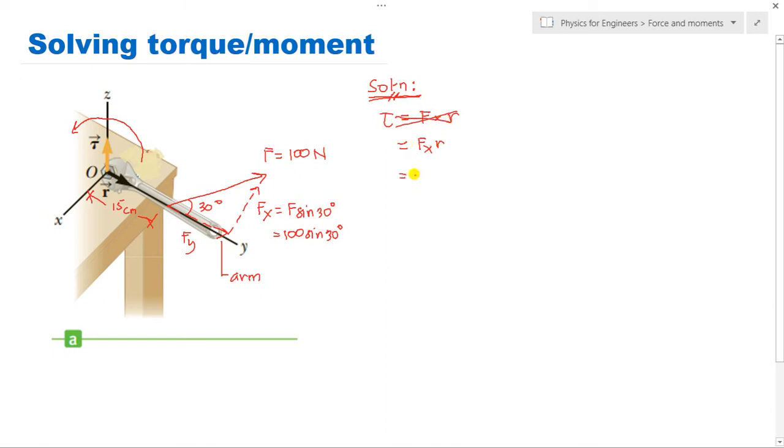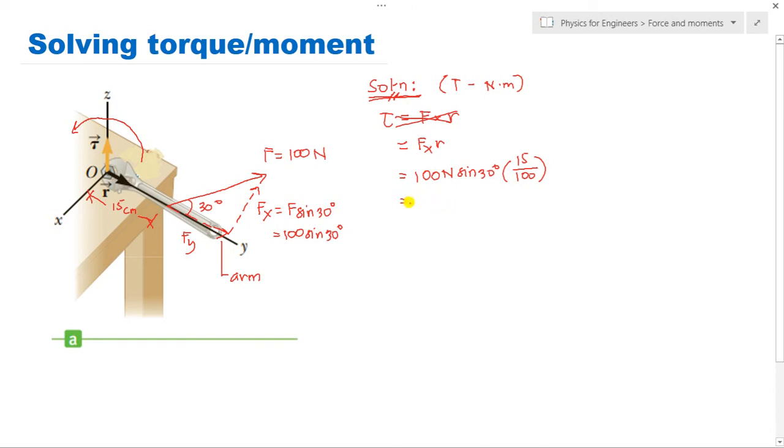And then for Fx r, that is equivalent to 100 newtons sine of 30 degrees multiplied by our radius. Let's say I want to have a torque in newton meter. Okay, convert. Since we have a moment arm of 15 centimeters, that is 15 over 100, because 100 centimeters is equivalent to 1 meter.